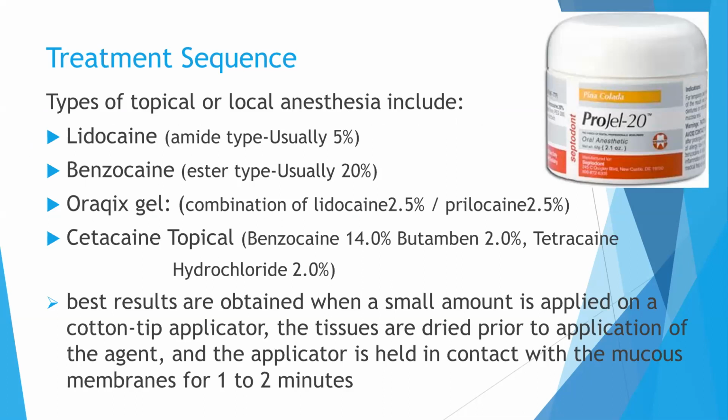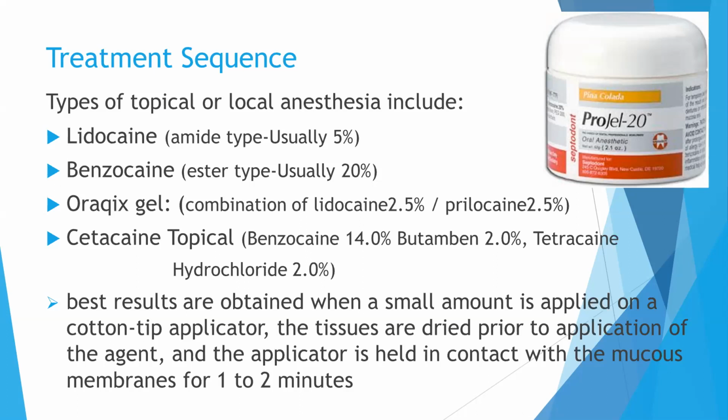We recently went over this in DNH 142 as well, but different types of topical anesthetic. You can have lidocaine, which is an amide base, okay, and for our topical, it's usually 5% lidocaine. Benzocaine, which is an ester type, that is topical only, available in the United States, and that's 20% benzocaine. Then there's Oraqix, which again is a topical that's squirted into the pocket areas, and that's a combination of 2.5% lidocaine and 2.5% prilocaine. Then the Cetacaine topical, which is three ingredients: benzocaine 14%, butamben 2%, and tetracaine HCl 2%.